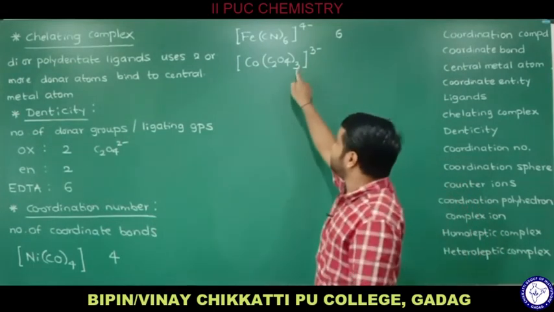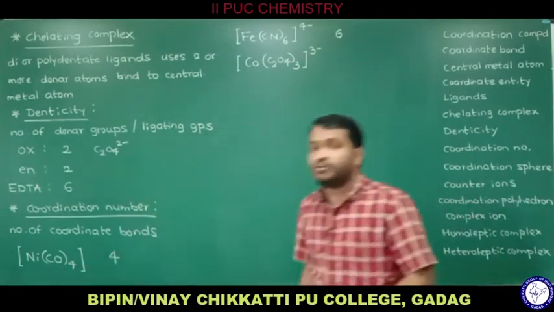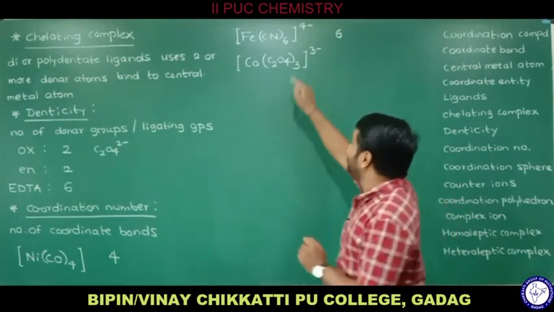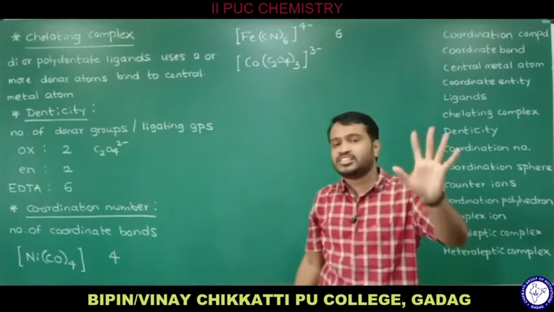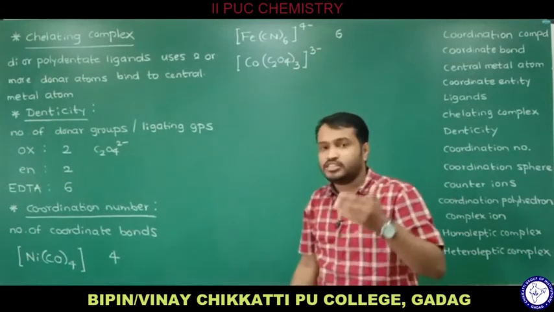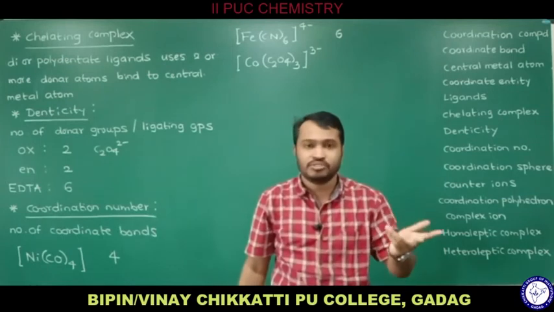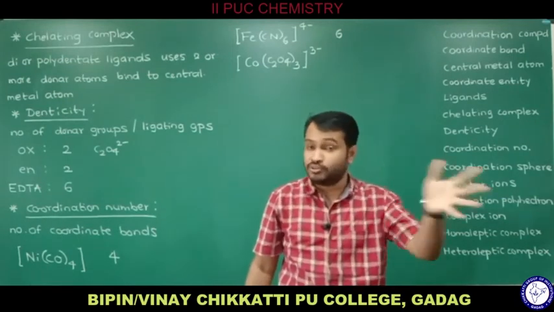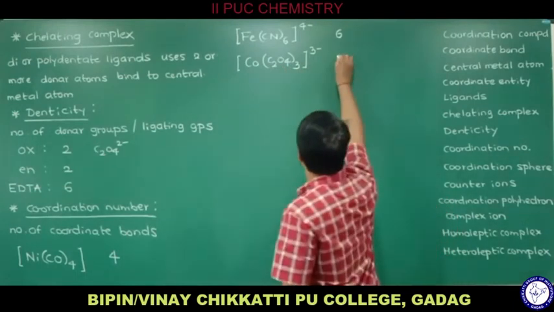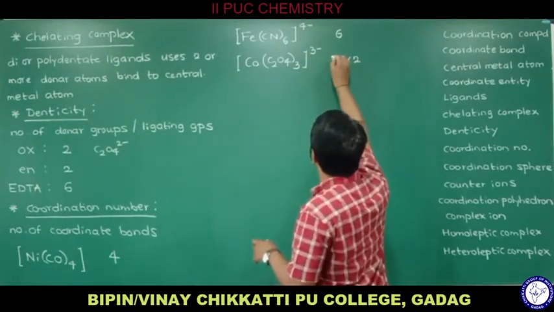So we have 3 oxalate ions, but remember, in the previous example, CO, carbonyl, is a neutral monodentate ligand, meaning one lone pair of electrons. Whereas CN minus is a negatively charged monodentate ligand, one lone pair of electrons. Whereas C2O4 2 minus is a bidentate ligand. Bidentate means we have two ligating atoms, so two lone pairs of electrons are donated to the central metal atom. But how many oxalates do we have? 3, and each oxalate contains two ligating atoms.